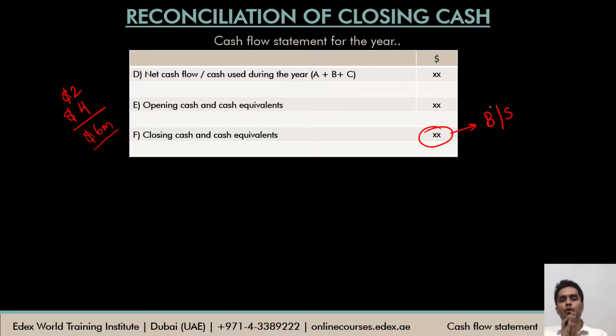Now let me walk you through some common adjustments that are given with the cash flow statement. When these adjustments are given, you'll have to prepare some ledger accounts to calculate the missing numbers, and these missing numbers will be helpful in completing your cash flow statement.